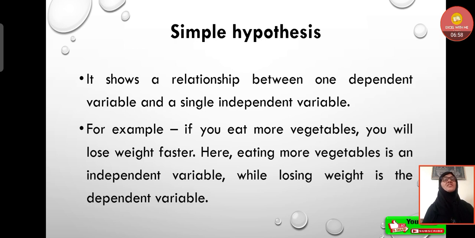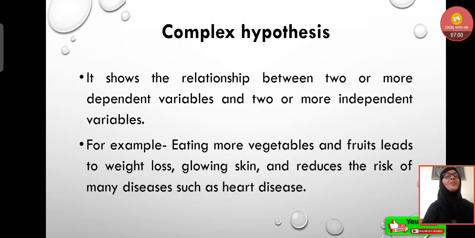Simple hypothesis. Now, complex hypothesis, it shows the relationship between 2 or more dependent variables and 2 or more independent variables. Contrasts to the simple hypothesis. In simple, one independent, one dependent. Here, 2 or more, both dependent and independent variable.